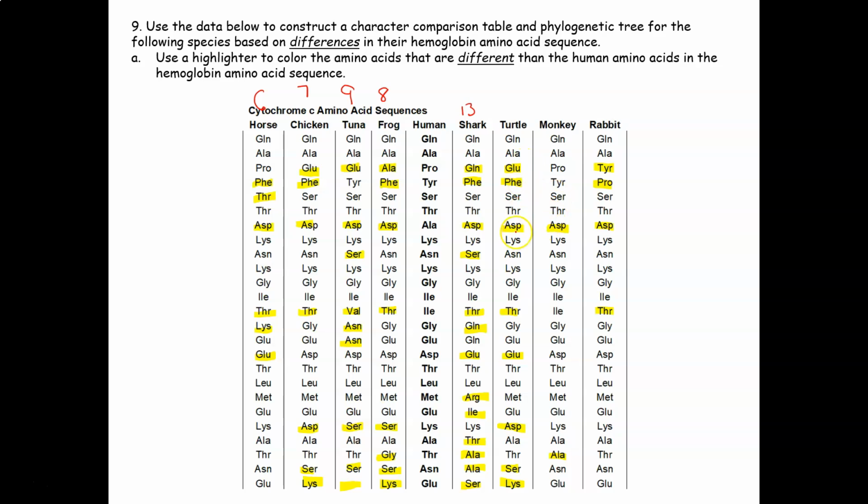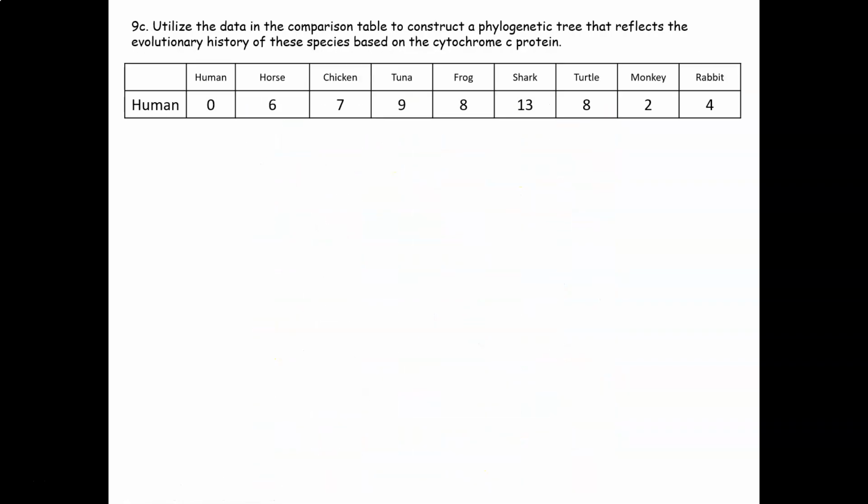Turtles, 8. Monkeys, I've got 2, and the rabbits, 4. Okay, so now that I've got the data, now I can start building that cladogram, and it's the same idea for everything else that we've done. So take the opportunity to try it yourself.